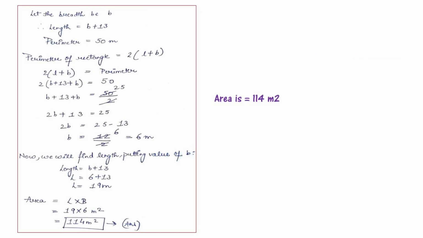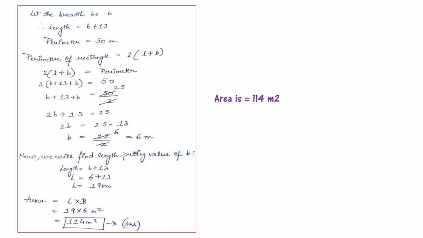Now let us solve this question. Here we will let the breadth be b and the length is b plus 13, and the perimeter is given, that is 50 meters. What is the formula for the perimeter of a rectangle? That is 2 into (length plus breadth). Now we will put the values here: 2 into (b plus 13 plus b) is equal to 50. After simplification we get b plus 13 plus b equals 50 by 2, that is 2b plus 13 is equal to 25.